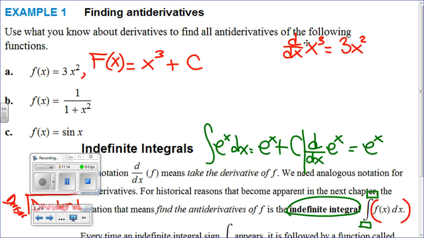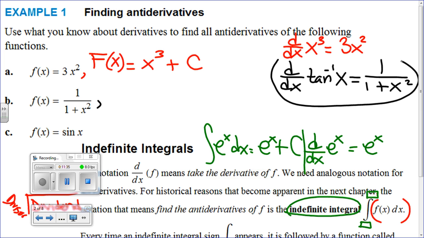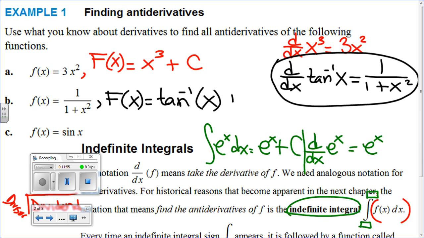And then the next one that we have here, that one is one of the trigonometric ones, and it's actually tangent inverse. Tangent inverse of x, if you take the derivative of that one, it will be 1 over 1 plus x squared. So this is one of those formulas that you need to memorize. Okay? And so if we want to get the antiderivative from this function, the integral of 1 over 1 plus x squared, it will be tangent inverse of x plus C.